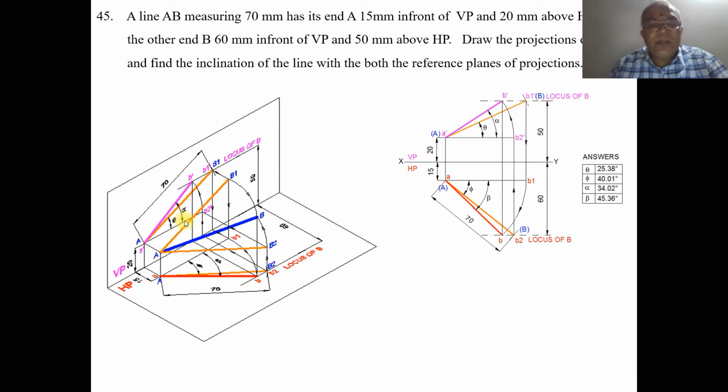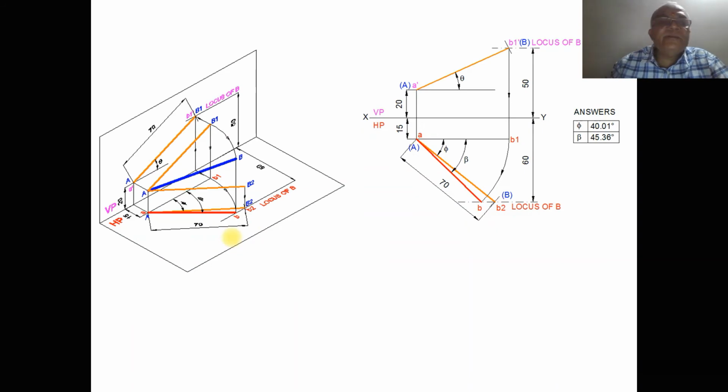So now we will try to analyze this step by step. First we are going to consider this. First we will take the actual drawing. So we have capital A and B1, which is in front of VP by 15 mm. And this is capital AB2, which is above HP by 20 mm. So you will get this line because we have 50 mm above HP and 60 mm in front of VP. So you got these two lines.